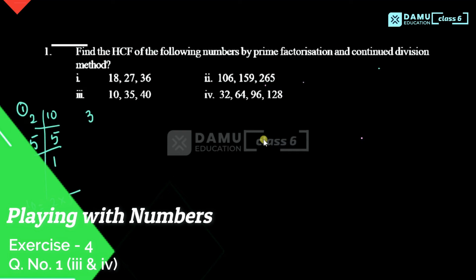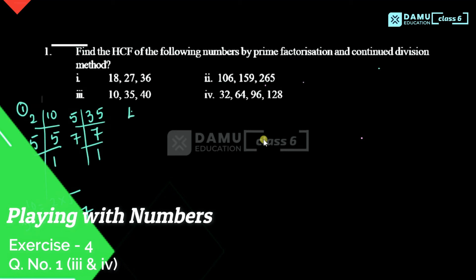Then take 35. Is 35 divisible by 2 or not? No, it is not divisible by 2. Then you have to check with 3. Here we have to check 3 also, it is not divisible by 3. Then you have to go with 5. 5 sevens are 35, then 7 ones are 7. So 35 you can write in the format of 5 into 7.